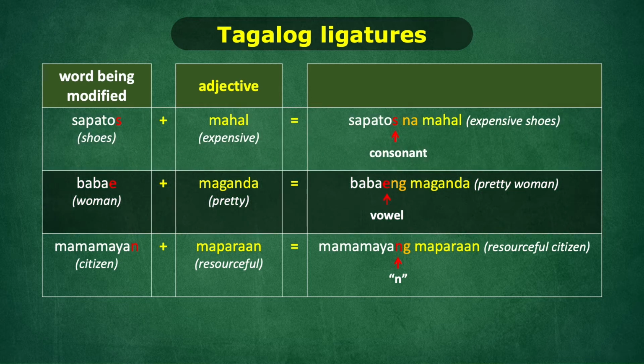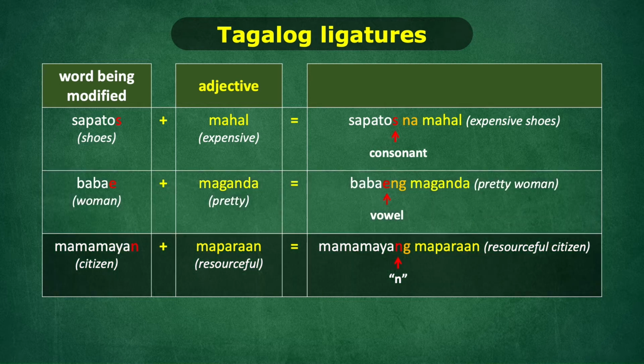Babae, maganda. Magandang babae. Pretty woman. Babae ends in the vowel E, so the ligature ng is attached at the end of the word. Mamamayan, maparaan. Mamamayang maparaan. Resourceful citizen. Mamamayan ends in the consonant N, so the ligature G is attached at the end of the word, producing the ang sound. We also learned that this sentence pattern is flexible and interchangeable.